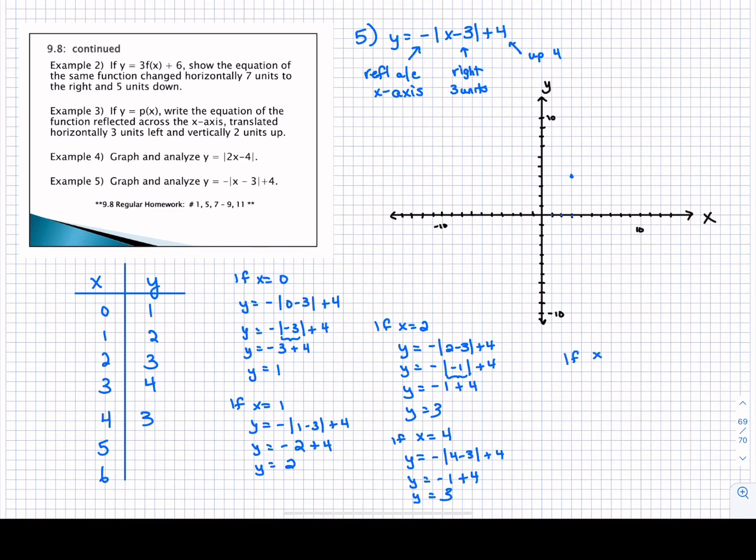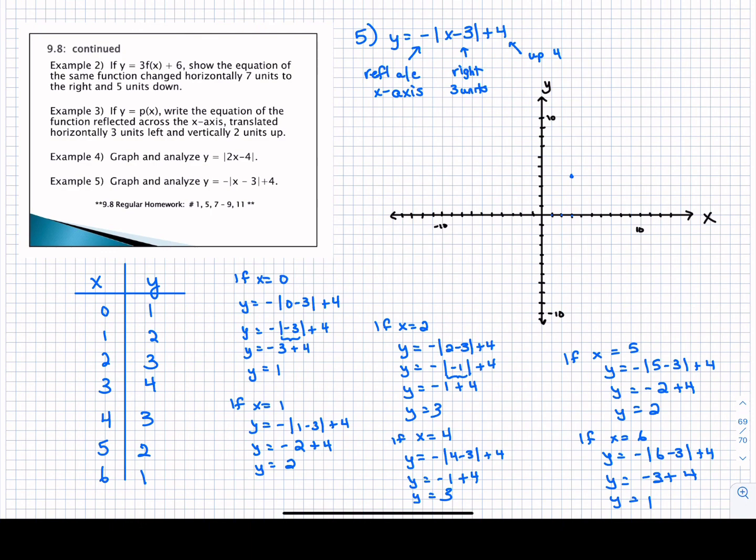Next, if x is equal to positive 5, then we have y equals negative absolute value of 5 minus 3 plus 4. So this becomes negative absolute value of 5 minus 3. Well, 5 minus 3 is 2, so absolute value of 2, of course, is 2. Negative 2 plus 4 is positive 2. We've got one more value on our table, so if x is positive 6, then y equals negative absolute value of 6 minus 3 plus 4. So y will equal negative 3 plus 4, or positive 1. So once again, we found enough points for us to be comfortable making a sketch. If you wanted to pick x values that are further into the negatives, just to be sure, you're welcome to do that as well.